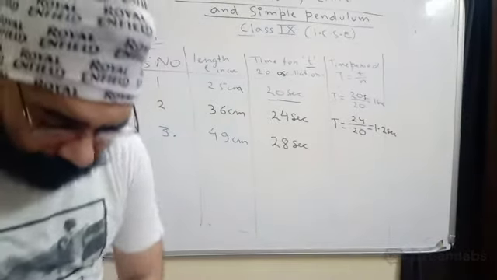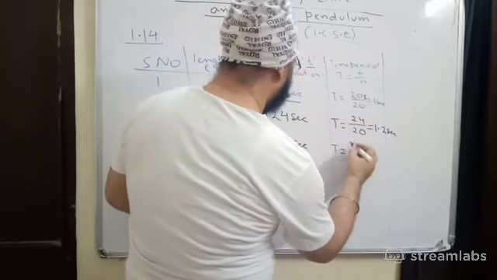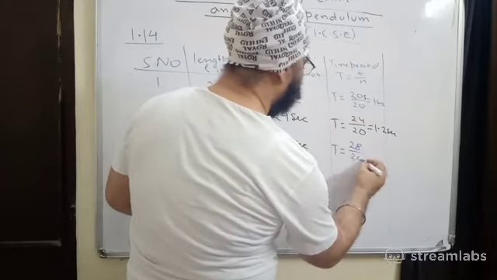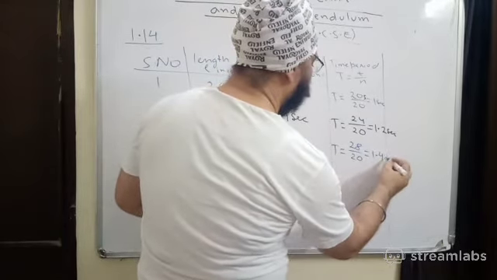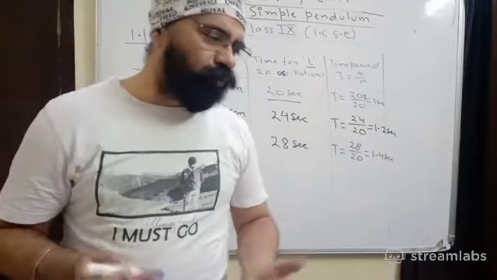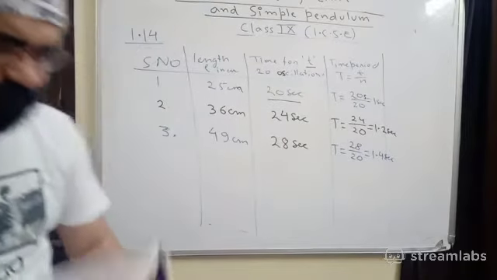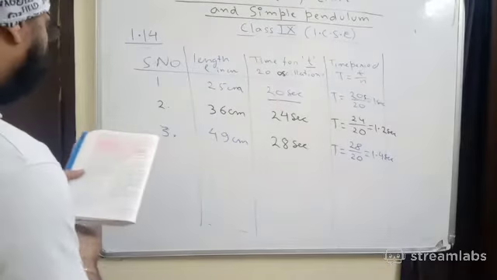So what does the time period now become? The time period T is equal to 28 by 20, which means it is now 1.4 seconds. Okay, understood how to find out the time period, Shubhi? Now your book already has this table. I'll copy it for the others.